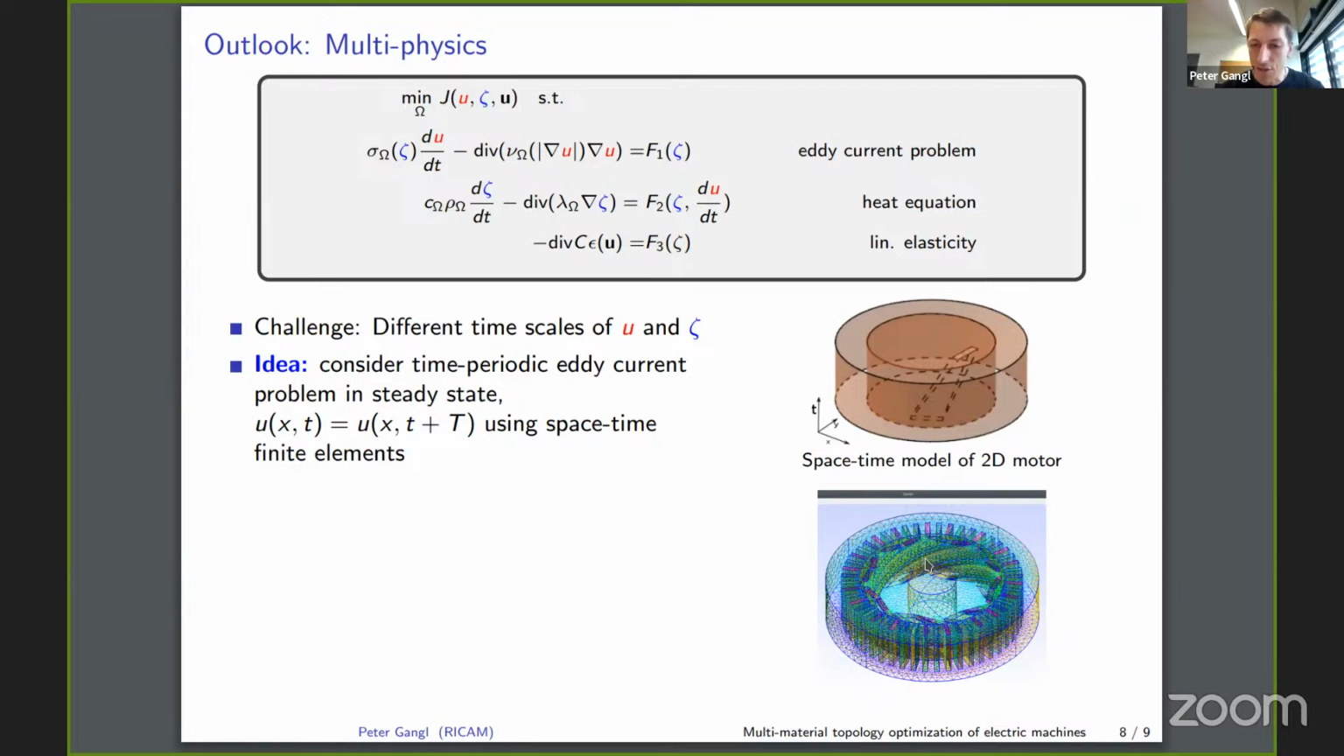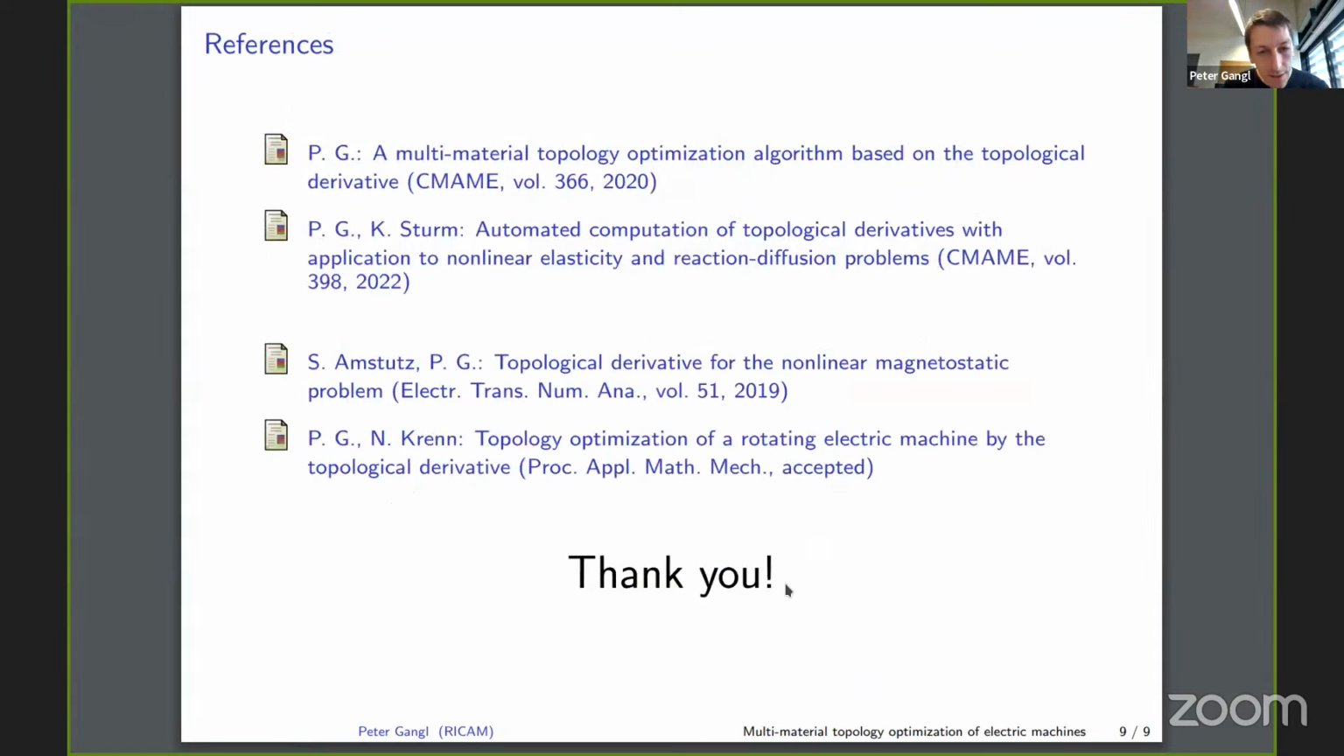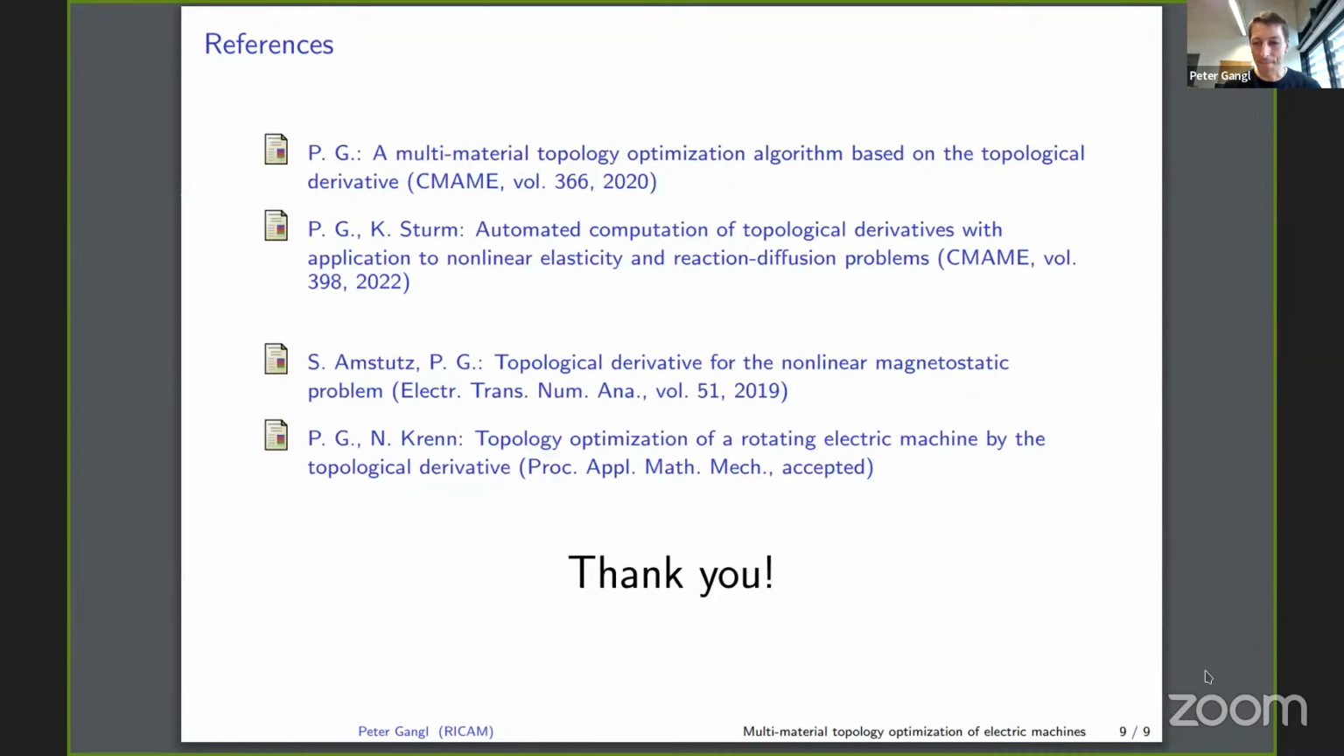Movement is captured by the mesh already, so it's easier to treat movement. And also the incorporation of these periodicity conditions is quite straightforward in a space-time setting. We have done some first optimization results for the eddy current problem, not yet accounting for the heat equation, but the idea is to couple space-time finite element methods for the eddy current problem with a time-stepping scheme for the heat equation. Okay, that's all. Thank you very much for your attention.